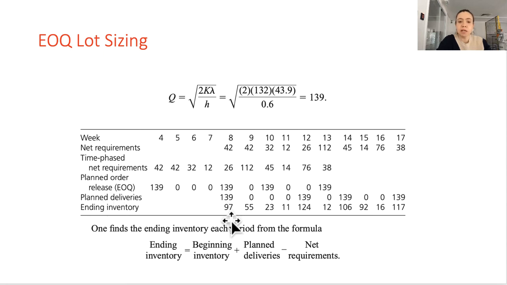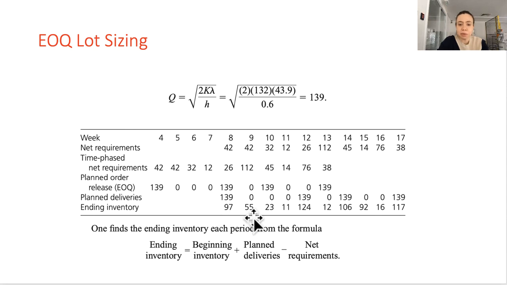And now we will calculate the ending inventories. Here is the formula to calculate the ending inventory. We sum the beginning inventory with plant deliveries and subtract net requirements. For example, for week 8, we do not have any beginning inventory, but we have plant deliveries with an amount of 139. We subtract the net requirement 42 from this and obtain the ending inventory as 97.